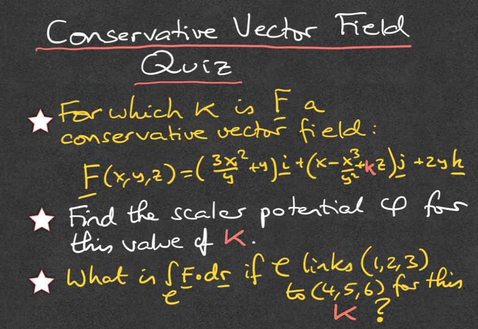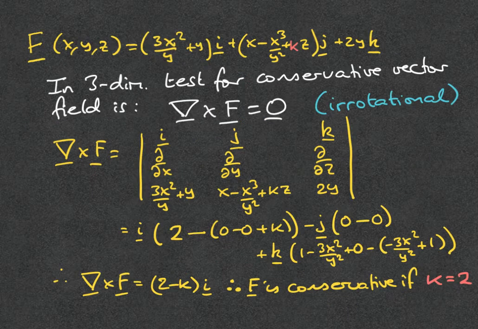Okay, welcome back. Let's look at the answer to the first question on the next slide. So our vector field is defined in 3 dimensions, and in 3 dimensions the test for a conservative vector field is: is the curl of the vector field 0? In other words, is our vector field irrotational? So we're just going to work out the curl of this vector field. So we write out this determinant, and the bottom row are the coefficients of the vector field in the i, j and k directions.